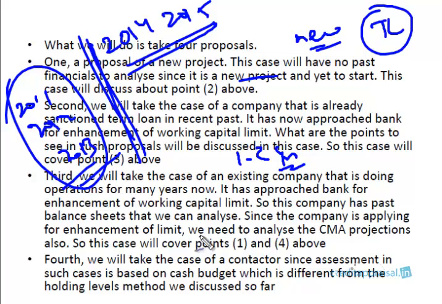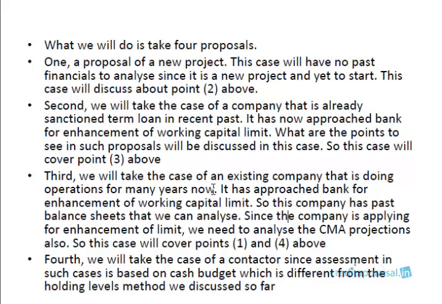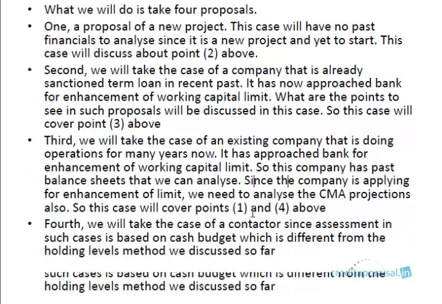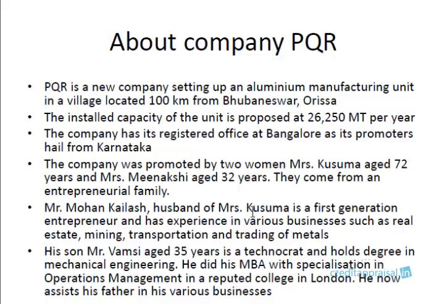And under working capital enhancement, we'll also take an example of a company where the assessment is done in the cash budget, because for seasonal activities and certain types of activities we will follow the cash budget method of assessment. So in this chapter we'll be taking the example of a new company, which has got no past financials. This is for a new project. So in those sort of situations, what are the aspects you need to look into?